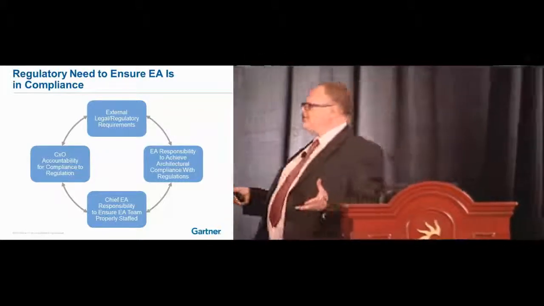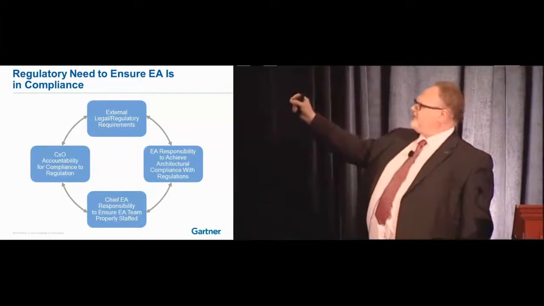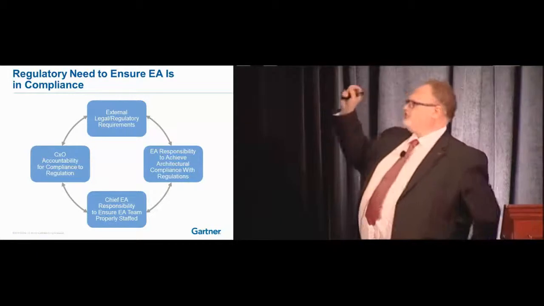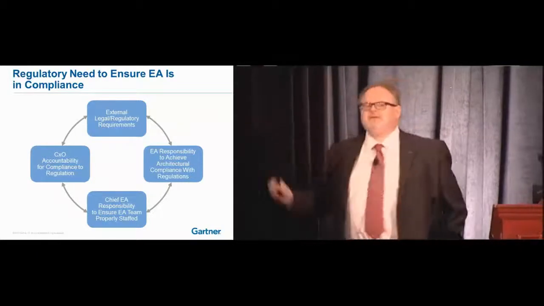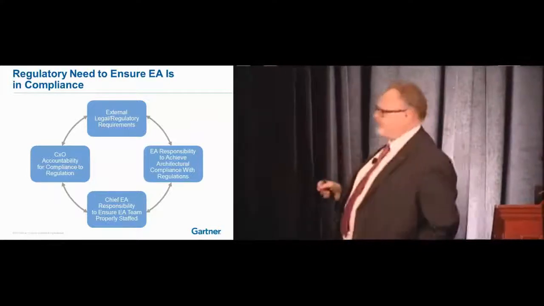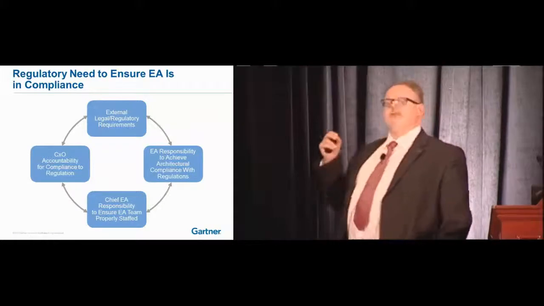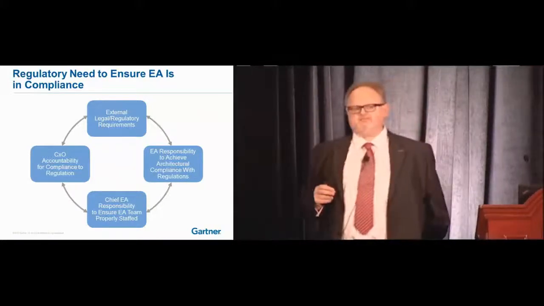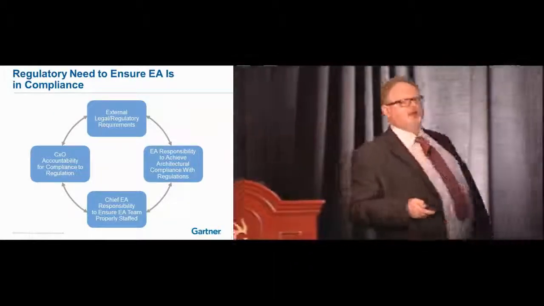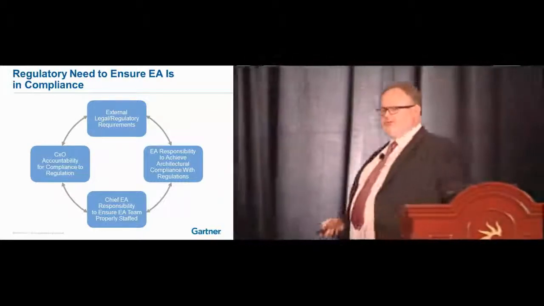So we're seeing these external requirements, the EA responsibility to achieve architectural compliance, the chief enterprise architect's responsibility to ensure the EA team is properly staffed, the right skills, the right talents, the right people, the right number of people to address what you need, and therefore at the C level, the accountability for compliance to the regulation can actually be met. So it's not just the concept of an internal idea of, oh, our competitors have an enterprise architecture team, maybe we should have one.